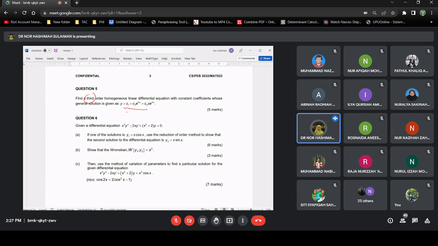Kita ada yang pertama C1, yang kedua, ketiga. So bila ada three parameters ni maknanya dia relates to third order. Kalau ada 4 parameter, so the expected differential equation is of order 4 macam tu.